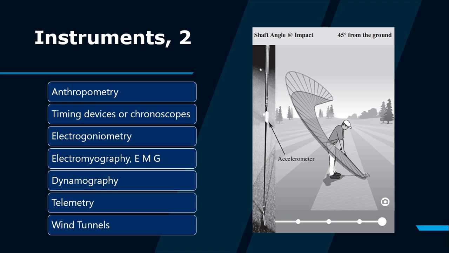Timing devices or chronoscopes are used to record speeds of body movements. Some types of timing devices are stopwatches, digital timers, counters, switch mats, photoelectric cells, and real-time computer clocks. The chronoscope is started at a pre-selected point in time, typically the initiation of a movement, and then stopped at a pre-selected time, such as the completion of movement. The speed of movement is then calculated.